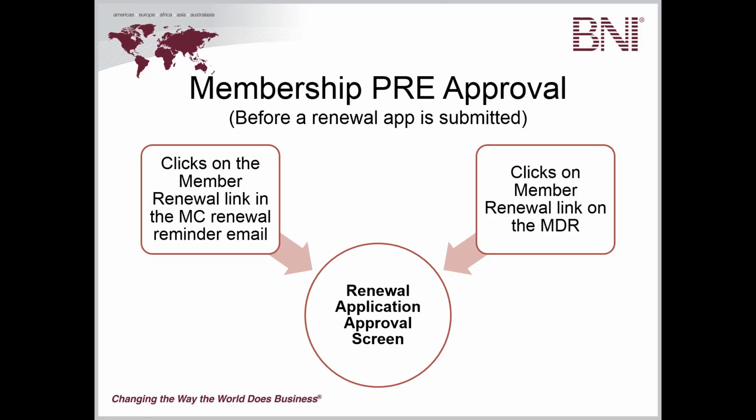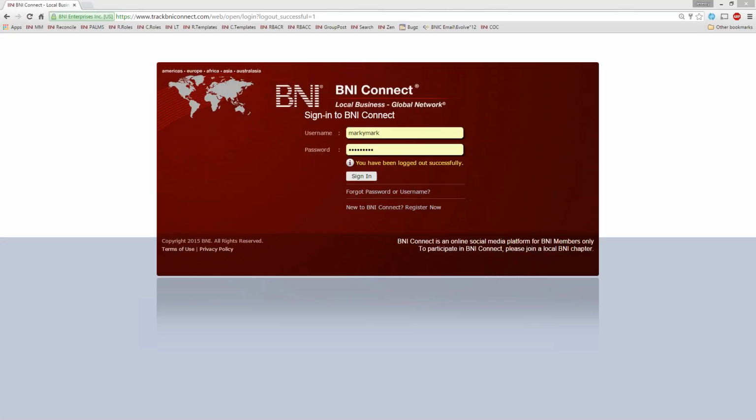So let's take a look at that real quick. What I want to do is log into BNI Connect as my vice president. Now my vice president up in the Burr chapter is Alfred E. Newman. So let's log in as Alf here.